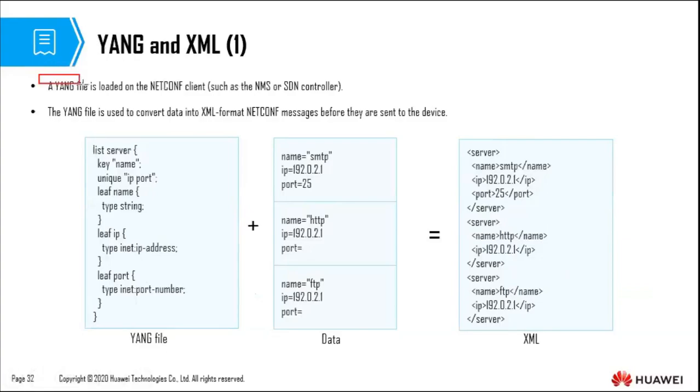So a YANG file is loaded on the NETCONF client, such as the NMS or the SDN controller. Then the YANG file is used to convert the data into XML NETCONF messages.